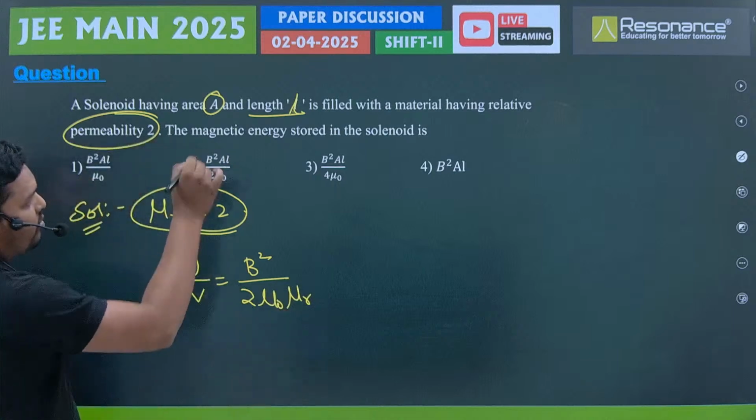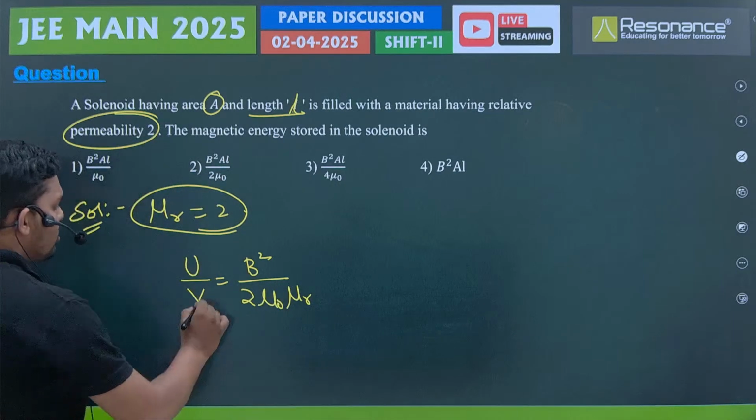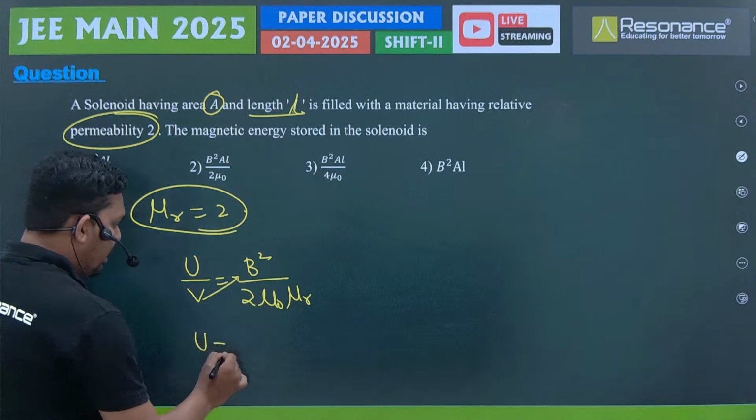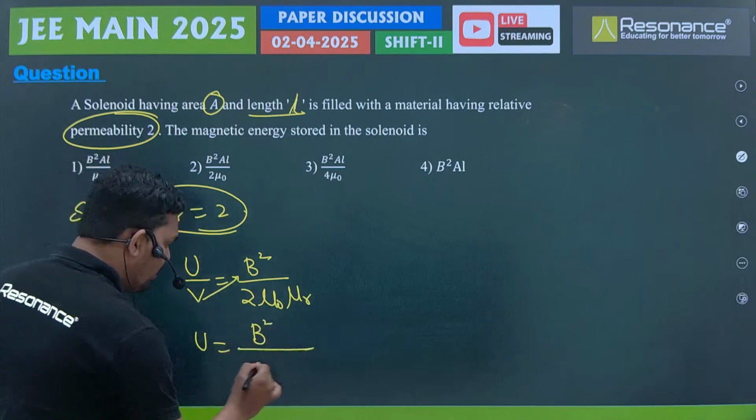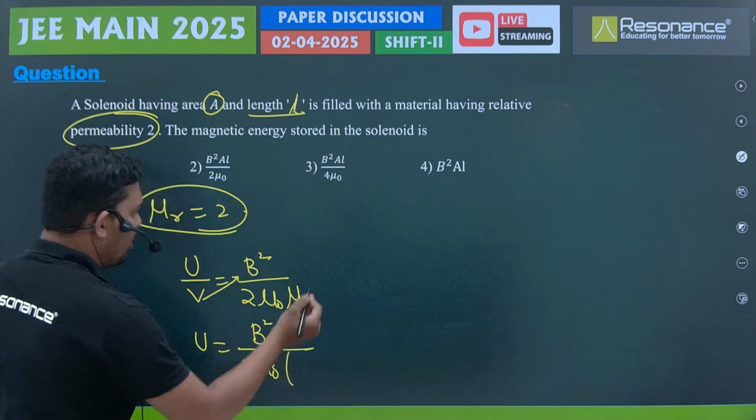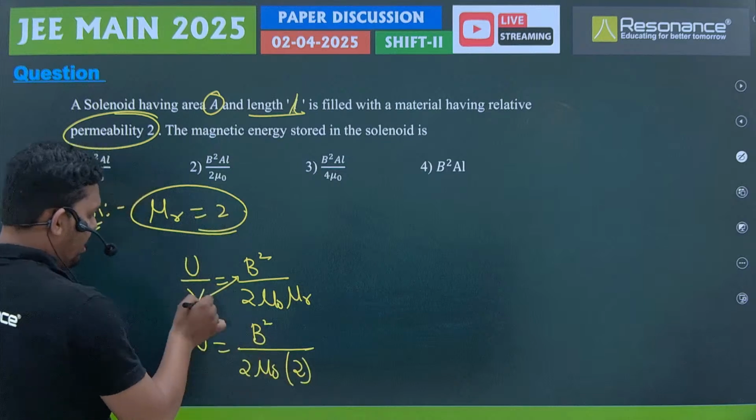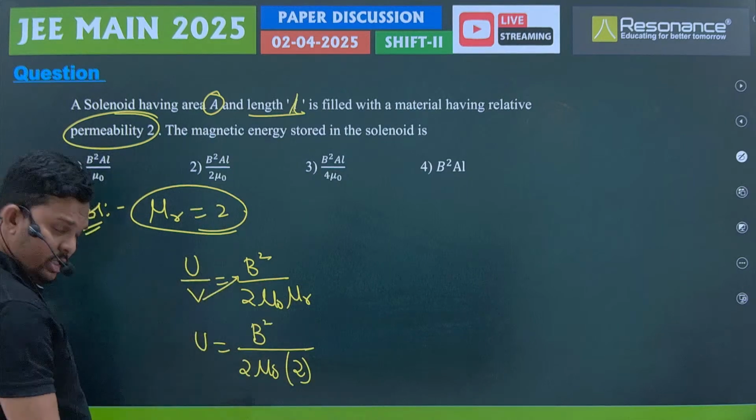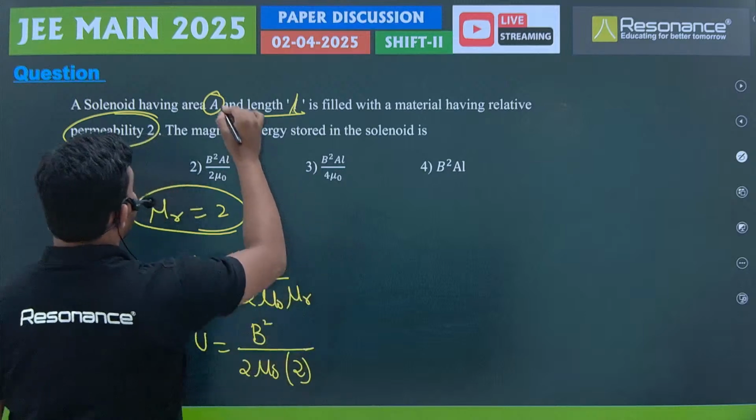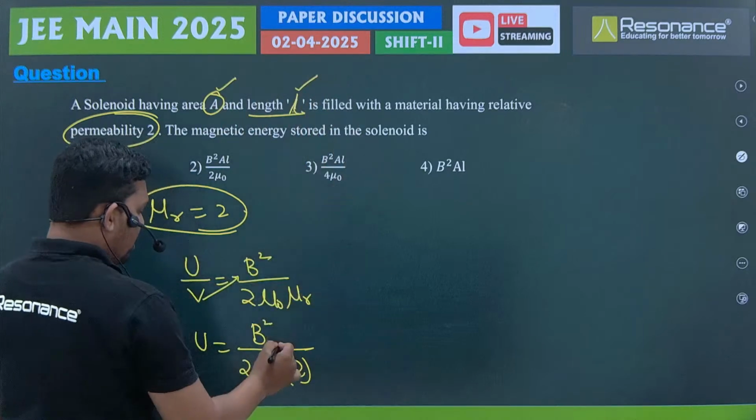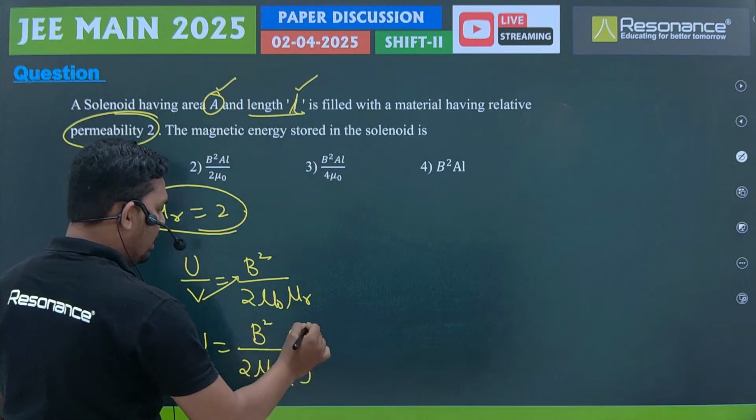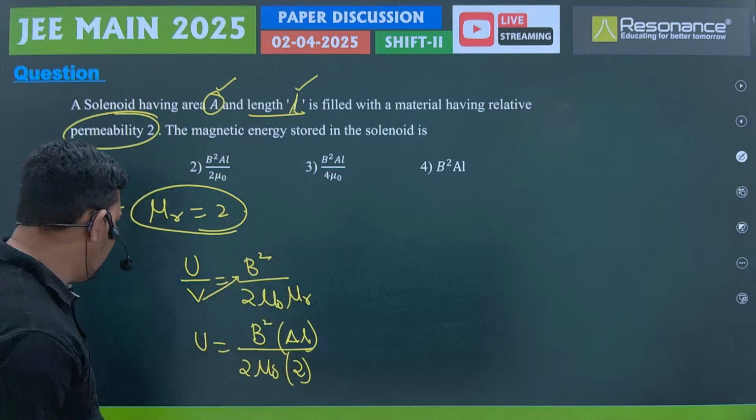As I am concerned to find out the magnetic energy, I wish to send this volume here. So the magnetic energy is going to be B square divided by 2 into mu naught, multiplied by mu r, which is already 2, multiplied by the volume. This volume can be taken as area into length, because he mentioned the area as well as the length.